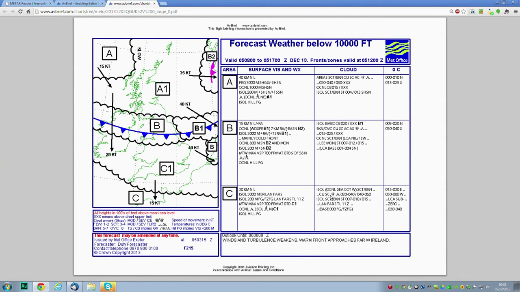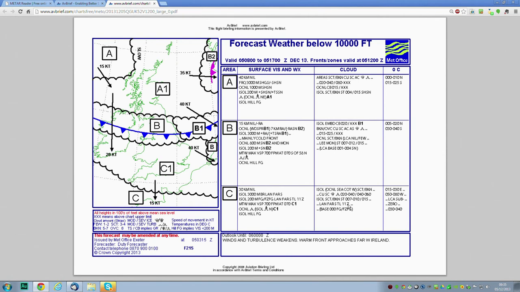So the cloud in area C is pretty much, remembering to add on the two zeros, 2,000 to 4,000, and then another layer at 4,000 to 6,000, and then isolated, scattered or broken ST, which is stratus, that thin layer of continuous cloud, 700 to 1,000 feet and 1,500 feet above, over the land in the far south till 11 o'clock Zulu.